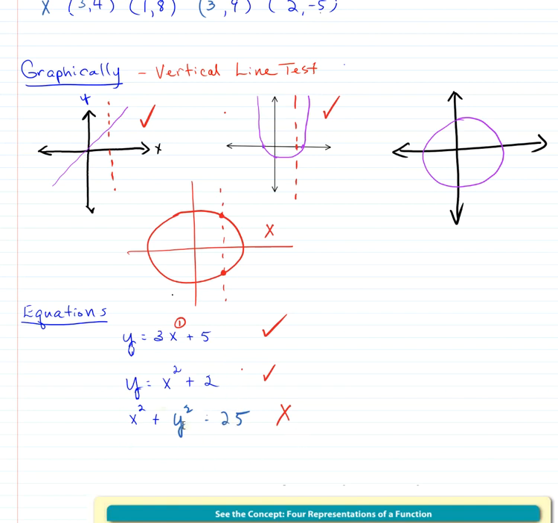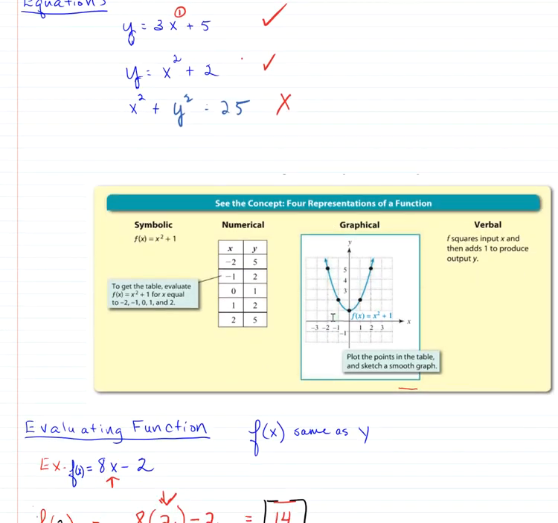This last equation you may not be as familiar with, but this is the equation of a circle where you have an x squared and a y squared, and we have seen up here that is not a function. So this is 4 representations of a function, symbolically where you just have it written, f of x equals x squared plus 1. Numerically, that's those ordered pairs. And graphically, here we go, those points are plotted and you see that. And verbal, if you were reading it, f squares input x and then adds 1 to produce the output.